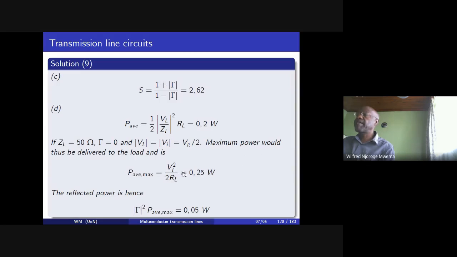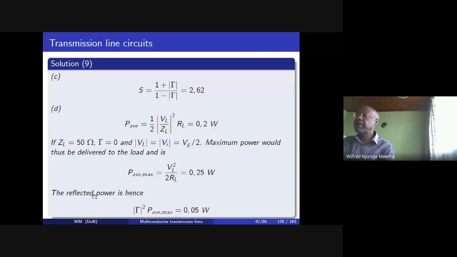And therefore, P average maximum is equal to VL²/2RL, equal to 0.25 watts. This is usually called the maximum available power from that generator. Whenever we have a generator and we match it everywhere, we get a maximum power that will be available to the load, given by that value.